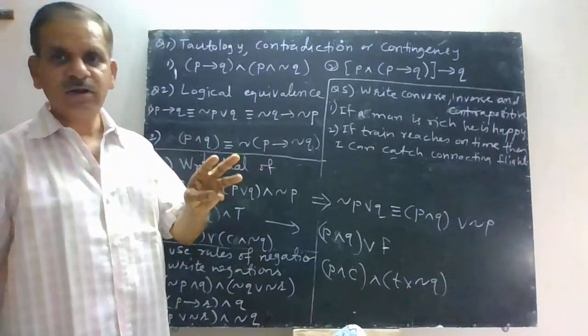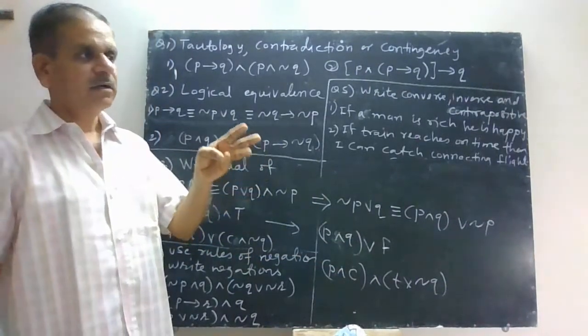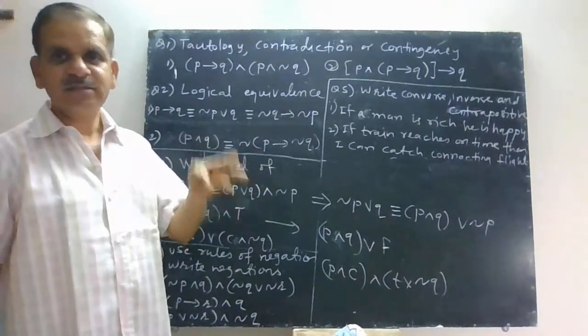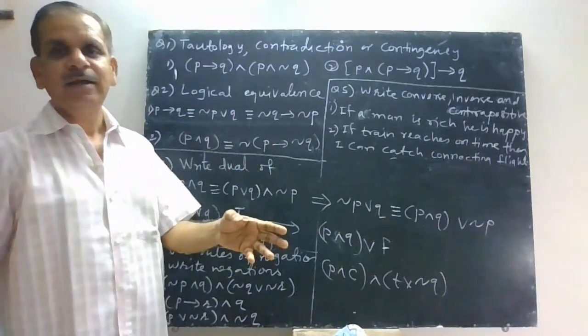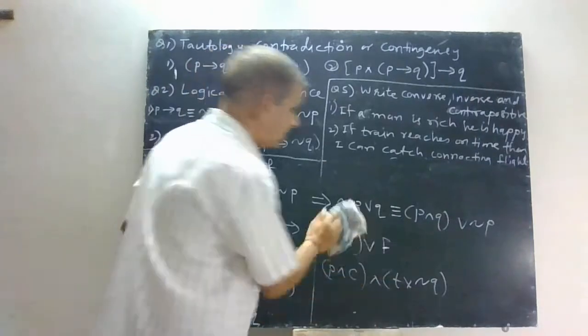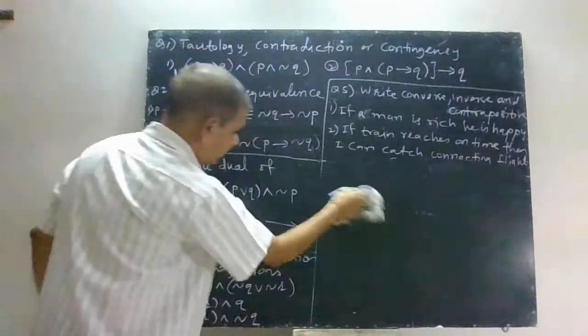So it is not very difficult to write down duals. You only have to remember three things: and, or are replaced, small t and small c are replaced, capital T and capital F are replaced. That is the third type of problem that we are seeing.